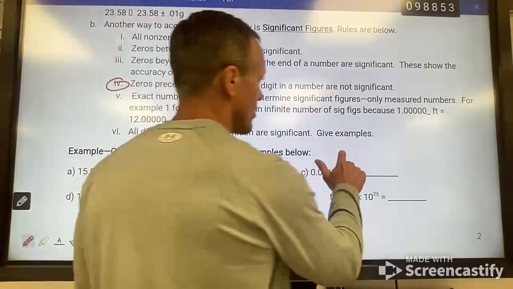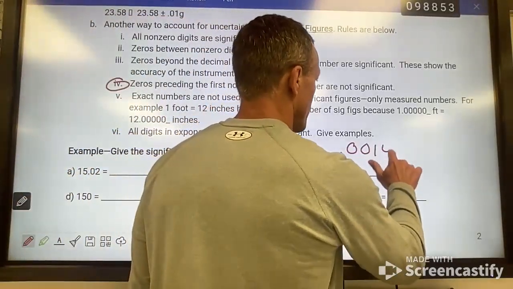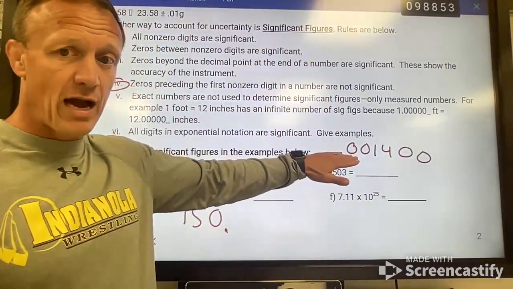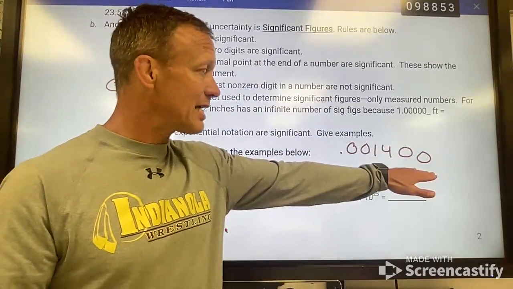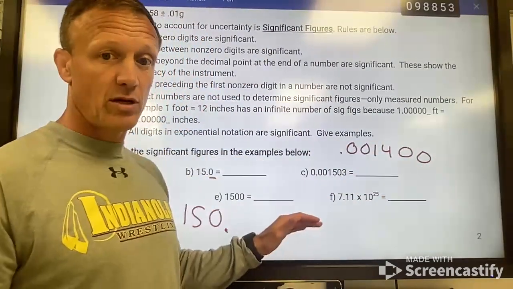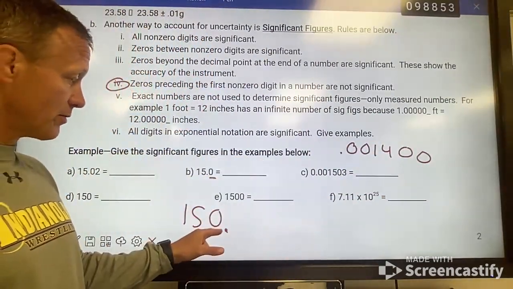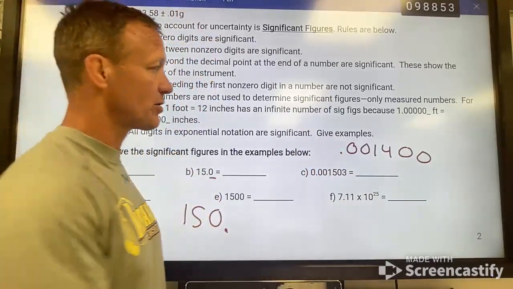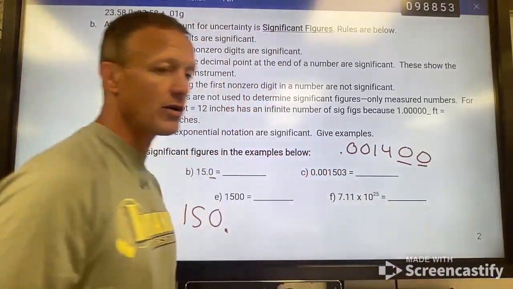So if we have 0.001400, zeros before never count. Zeros at the end count as long as there's a decimal. It doesn't matter if that decimal is after the zero or out in front. Trailing zeros count as long as there's a decimal. So it's telling you that instrument is measuring out to those places.